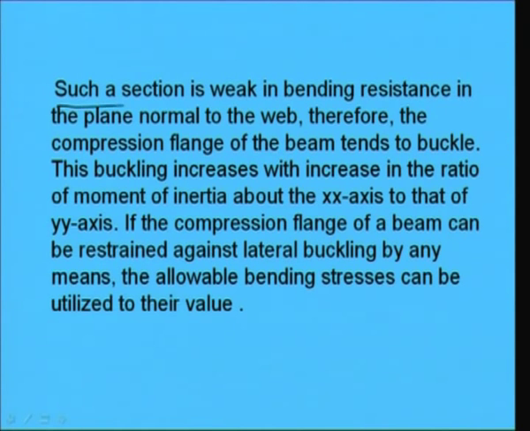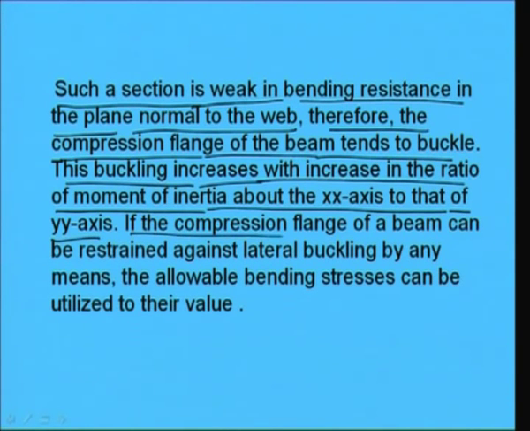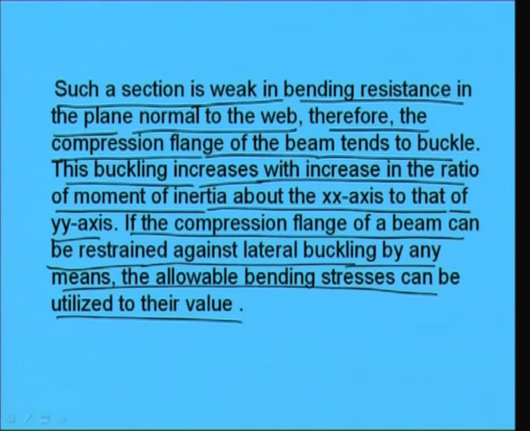You see, such a section is weak in bending resistance in the plane normal to the web. Therefore, the compression flange of the beam tends to buckle. This buckling increases with increase in the ratio of moment of inertia about the xx axis to that of the yy axis. If the compression flange of a beam can be restrained against lateral buckling by any means, the allowable bending stress can be utilized to its full value.